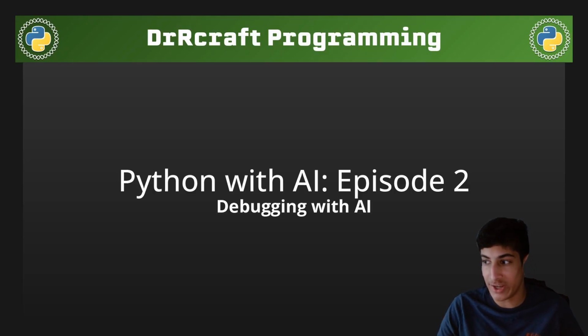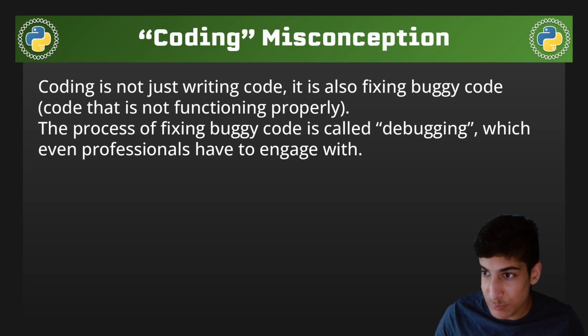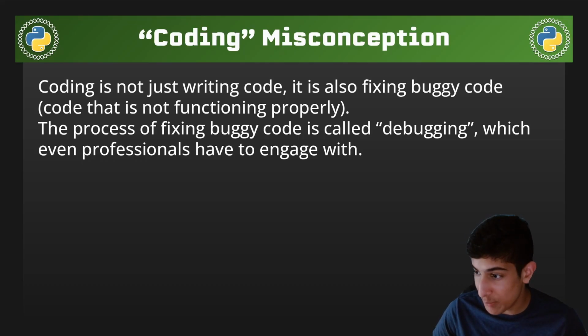making use of AI. So a misconception about the coding process is that it's just writing code, like how we've been doing in these past few episodes and in the Python Basics series, but this actually is not the case. There are also times when we'd have buggy code which doesn't function properly. And fixing that buggy code is also part of the coding process. And this process of fixing buggy code is called debugging.